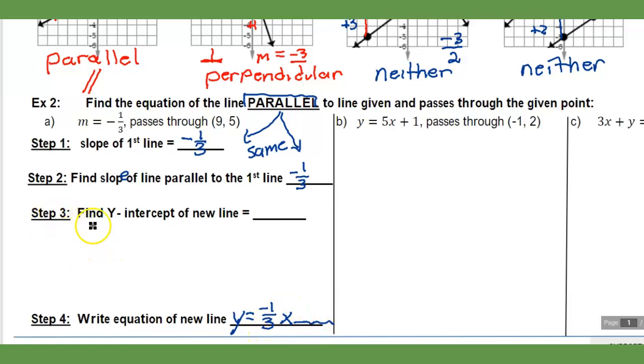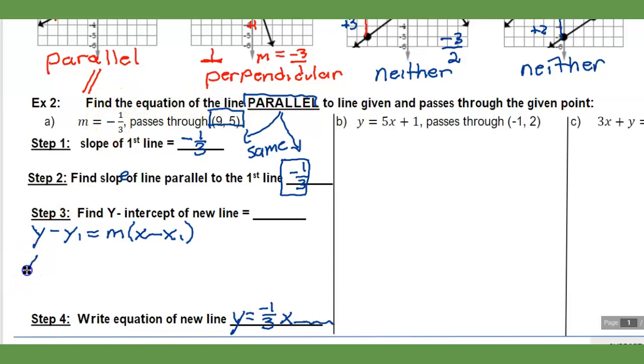So in order to find that y-intercept, in step 3, we have to use something called the point-slope formula. We have a point, and we have a slope, so it makes sense to use the point-slope formula. That was, if you recall, y minus y1 equals the slope times x minus x1, where 9 is x1, 5 is y1, and the slope is negative 1/3.